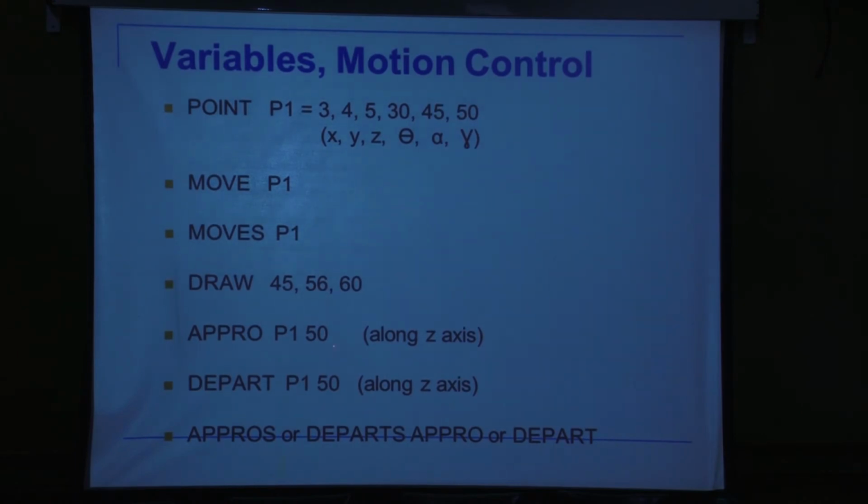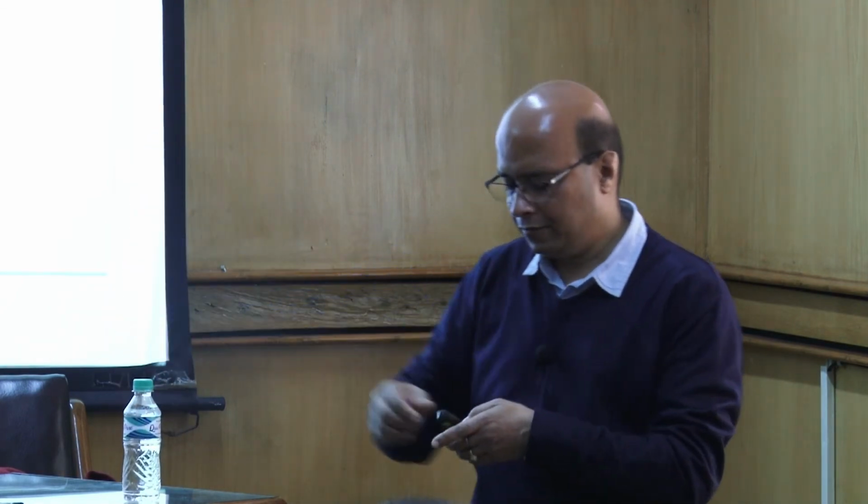Next is approach P1 50. The approach command essentially is used for catching an object. When we catch an object, we don't go straight to the object. We first go and stand on top. So this is saying approach the point P1. Suppose this is the point P1. I'll say approach P1, so it will go on top and keep a distance of 50 along the z-axis. So it is not going straight to P1. It is going to approach P1 and keep a distance of 50 on top of P1. Then I can say move P1, then it comes down, then catch it, and then go up.